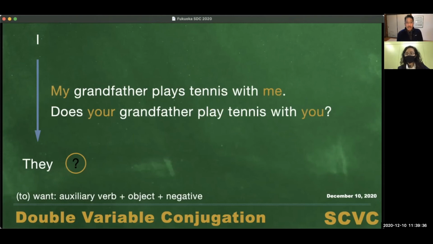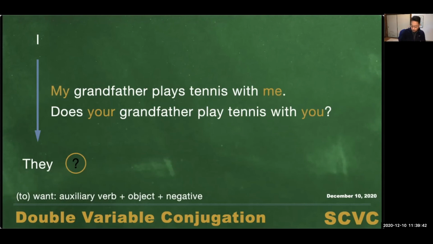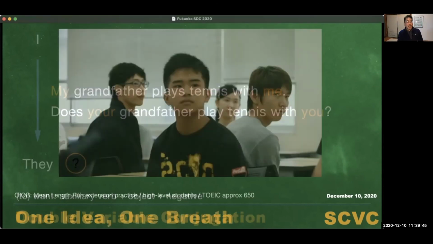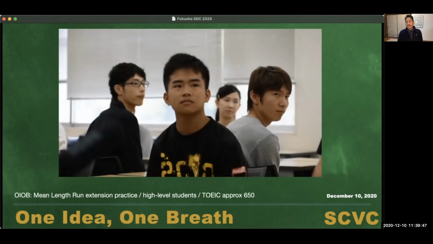Thank you, Jenny. Variations: my grandfather plays tennis with me. Does your grandfather play tennis with you? Wow, that'll screw you up, okay? This is that idea, one breath. This is when I was trying to do a longer sentence with one student. And even though I believe he was one of the higher level kids, he was probably about a TOEIC 660, a TOEIC 670, he was having trouble with it in terms of fluency.